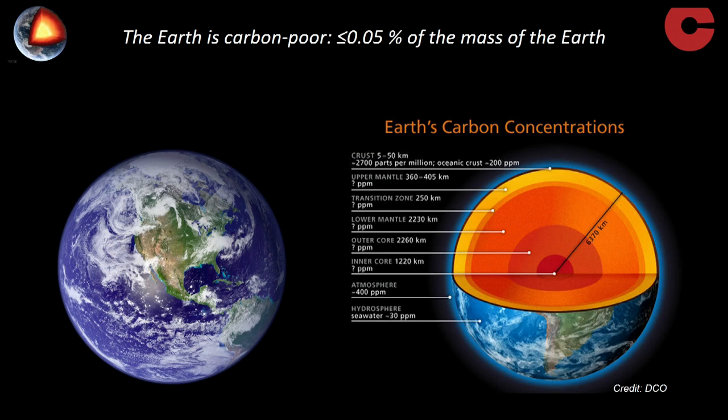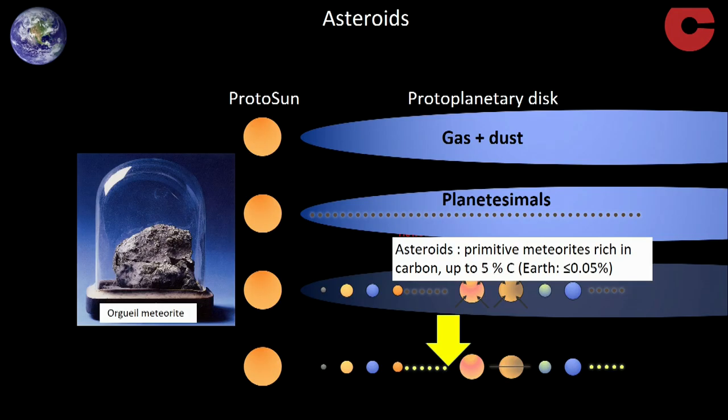And this is an estimate from DCO that the Earth is carbon poor. It is about less than 0.05% carbon. So coming back to this scheme, it's possible that the Earth grew quite carbon poor at this stage here, and then some carbon-rich bodies were later on added. It's just a model, it's not certain, but it's a possibility.